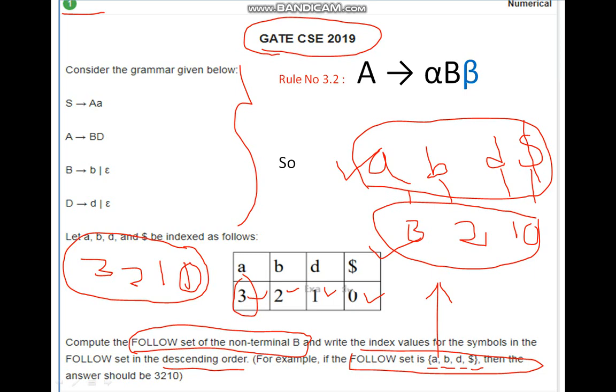Okay, so this question looks a little bit complex, but it is a very easy question. You just need to find out follow, and arrange the terminals in descending order for the follow set. So look at how to do it.